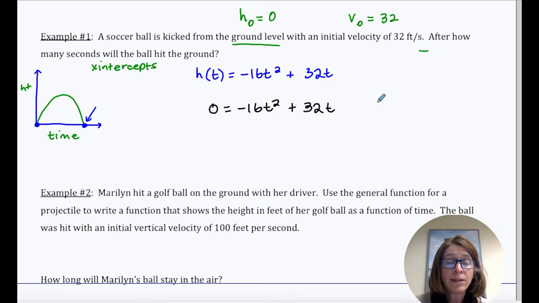This is a quadratic equation, so I have to figure out what my best method would be. I always start by factoring. In this case, I can factor out a negative 16t. It's GCF factoring, and I'd be left with t plus 2. I'm sorry, t minus 2.